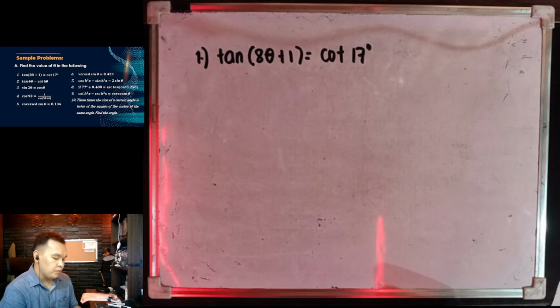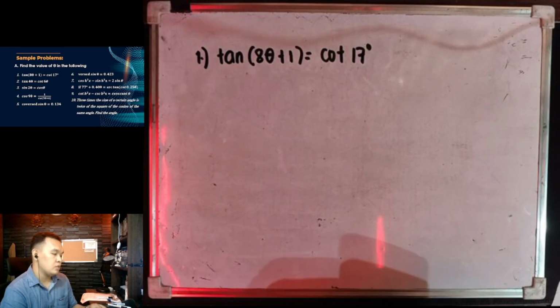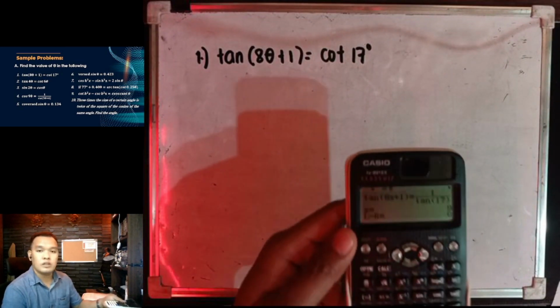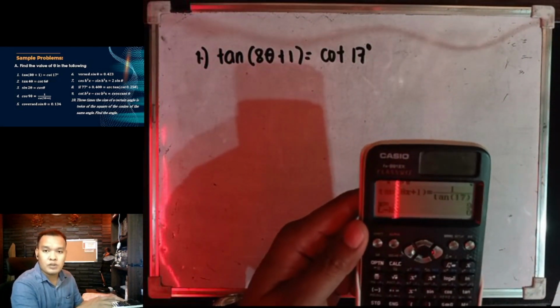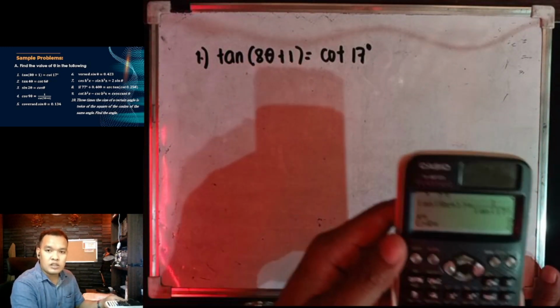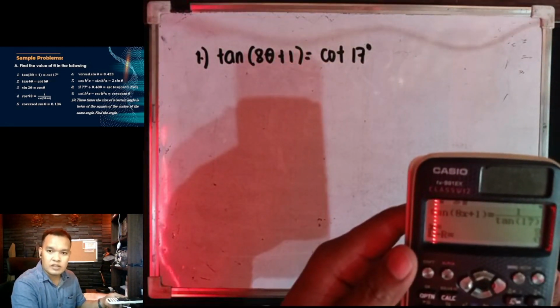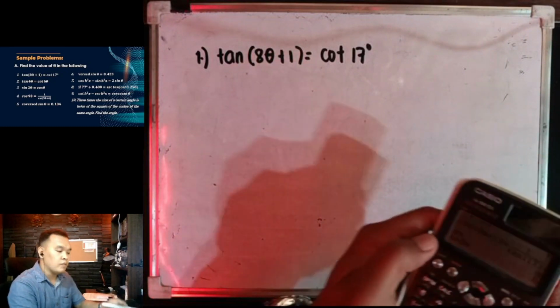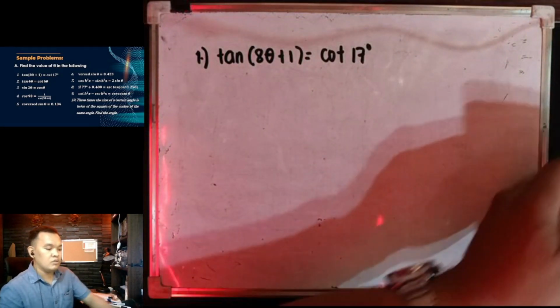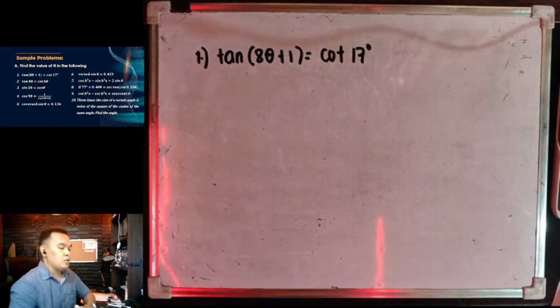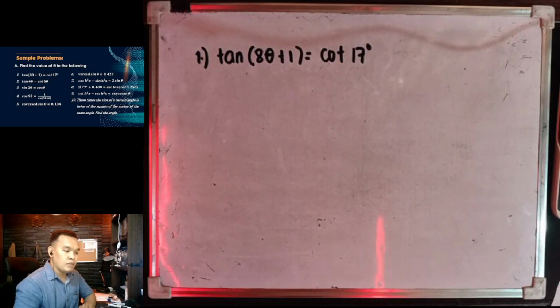So, we have here tangent 8 alpha x plus 1, then equals cotangent, which is 1 over tangent 17 degrees. So, shift solve, so lalabas, we have the value which is equivalent to 9. So, kung makikita niyo yung sa screen, tinype ko lang siya, tapos equal to 9. But, kung hindi allowed yung shift solve sa calculator during board exam, so we could solve it manually, no?